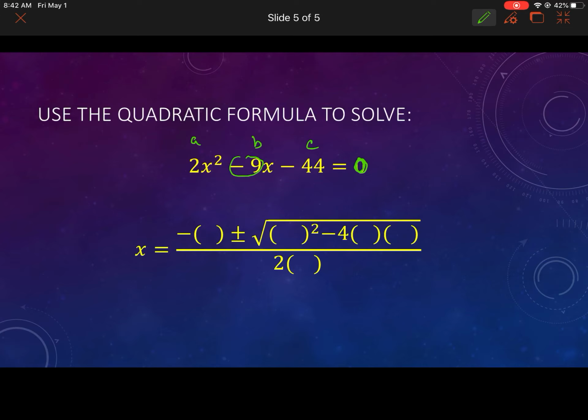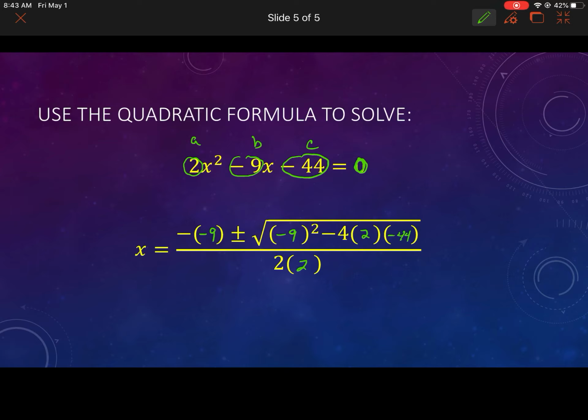So the negative goes with the 9. So it's a -9 here and a -9 here. And then my a value is 2, so I'm going to put a 2 here and a 2 here. And then my c value is -44. And now it's just a matter of simplifying in the correct order. I highly recommend that you do the discriminant first, the part that's under the radical, because that's going to tell you if you can stop or not.